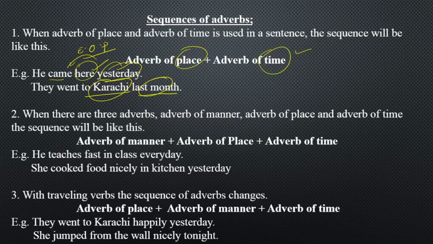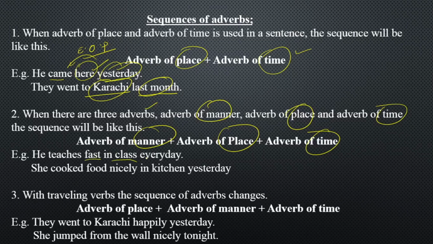Sequence number two, when there are three adverbs, adverb of manner, place and time. So you are going to bring adverb of manner first, place second, and time at the end. Like I say, he teaches fast in class every day. Fast is adverb of manner, class is adverb of place, and every day is adverb of time. Three adverbs are coming together. So you are going to bring manner first, place second, and time at the end.